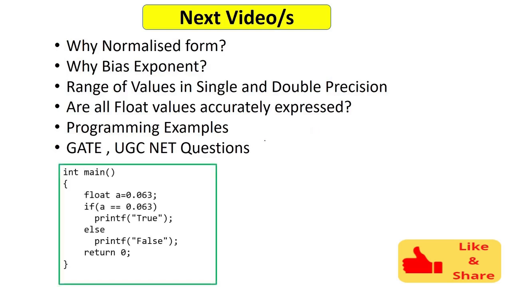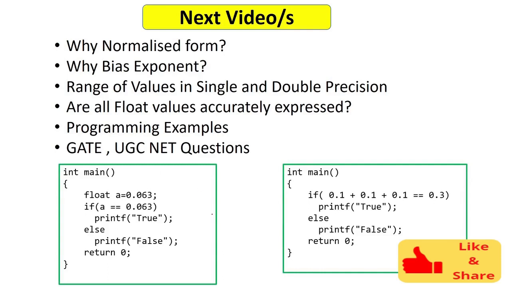So what do I mean? For example, these are two examples. If you run them in your compiler, you will not get the expected answer. For example, you will be expecting that this will give you true and this will also give you true, but this will not give you true in both cases. And after understanding this IEEE 754 representation in a better way, you will be able to answer these questions. So we will deal with all these examples, and we will see why we are not getting the expected answer in these programming examples, which is actually related to this representation of float numbers.